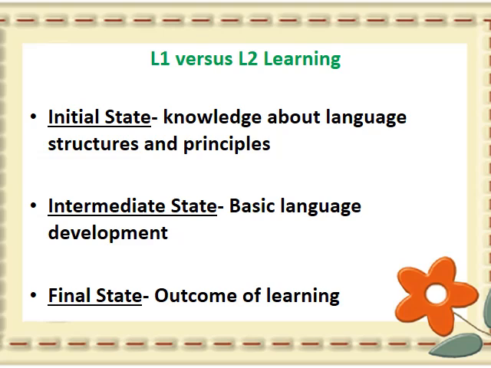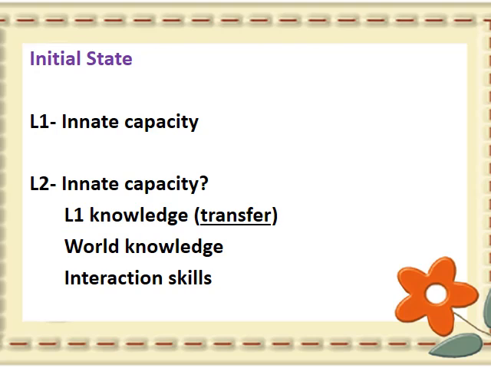First language versus second language learning. Initial stage, knowledge about language structure and principle. Intermediate stage, basic language development. Final stage, outcome of learning. Initial stage: first language is about innate capacity, and the second language is about innate capacity. What is innate capacity? In this case, they are first language knowledge, world knowledge, and interaction skills.